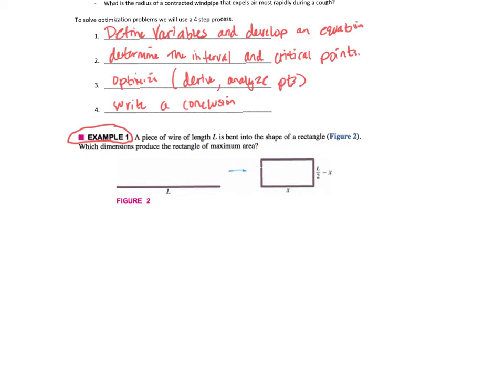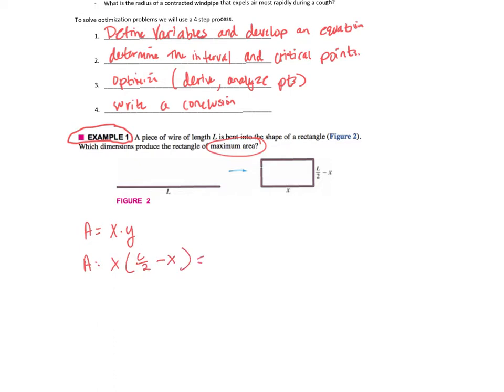All right, so step 1, defining the variables, developing an equation. So what are we looking to maximize? We're looking to maximize area of a rectangle. So that's the equation that we're coming up with. Area equals length times width, x times y, however you want to write that. Okay. And then based on how the variables are defined in the problem, then we would replace in our equation. So area is equal to x times L over 2 minus x.